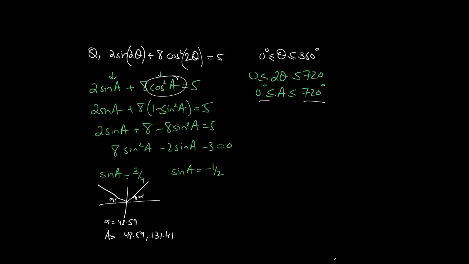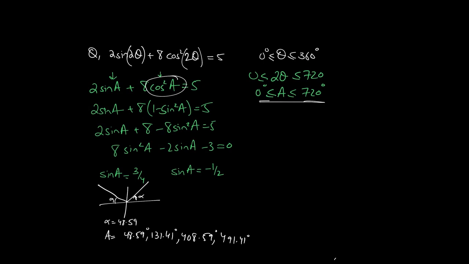Alright, now these are just two angles between 0 and 360, but your range clearly says that you need to find the angles of A from 0 to 720. So you add 360 degrees for further angles. So 48.59 plus 360 gives you 408.59 degrees, and you add 360 to 131.41 and you get 491.41 degrees. These are all four angles for A.